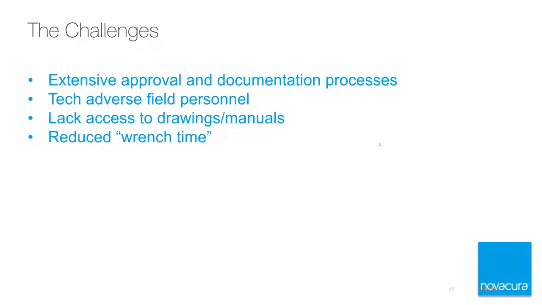Covia is in the mining industry, so there's a lot of large equipment being worked on and fixed, and a lot going on in troubleshooting and repairing and doing work orders for these large, construction-like pieces of equipment. But their challenges were, first, a very extensive approval and documentation process. There are several checks and balances that have to be met before a work order is even executed.